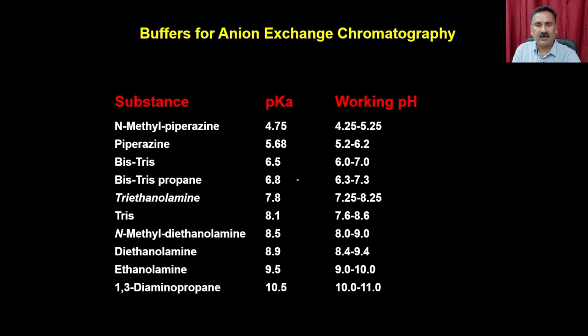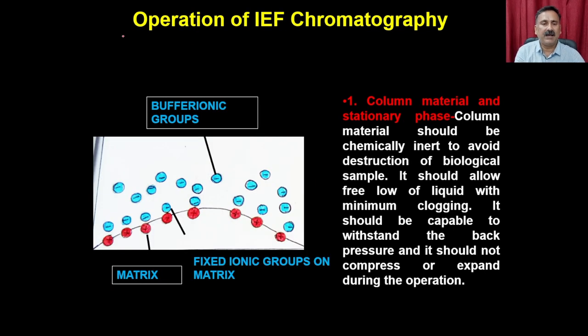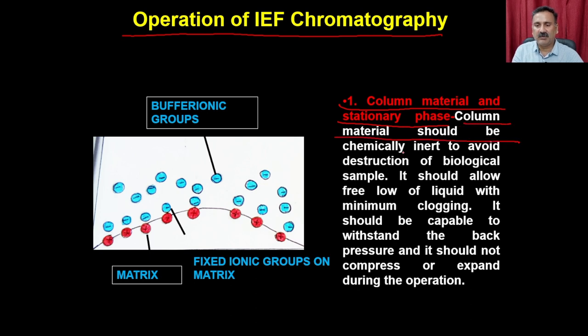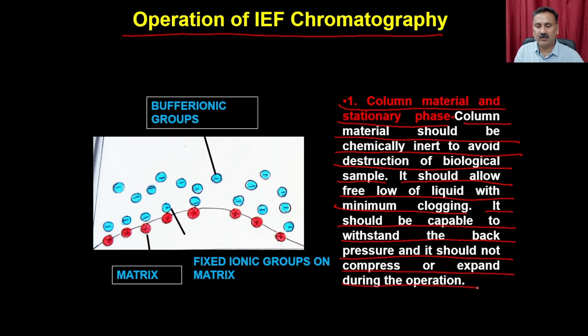Now the second point is how you are going to perform the ion exchange chromatography. The operation of ion exchange chromatography is a multi-step process. In step one, you are going to prepare the column matrix and the stationary phase. The column material should be chemically inert to avoid the destruction of the biological sample. It should allow the free flow of liquid with minimum clogging. It should be capable of withstanding the back pressure, and it should not compress or expand during the operation. So this is going to be the matrix when you prepare it. It's going to have the positively charged groups, and they are going to have the counter ions.